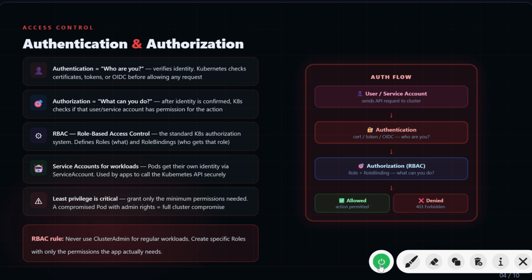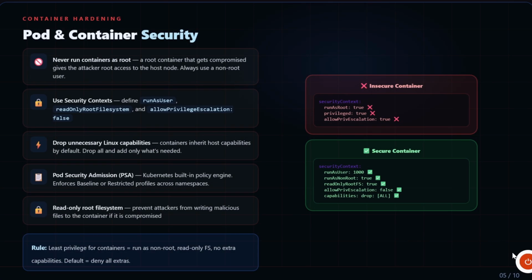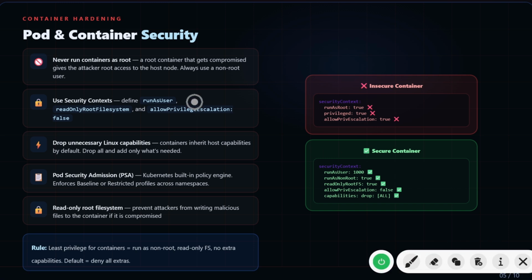Okay, and the second area was pod and container security. Here we never run a container as root. If a root container gets compromised, that gives the attackers root access to the host machine also. So always use a non-root user within the container, and use a security context. That means define runAsUser.